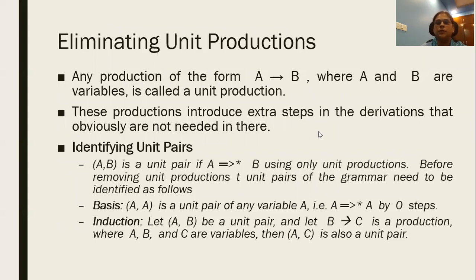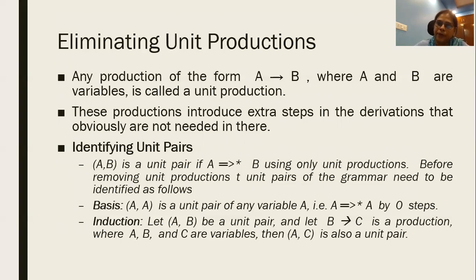Such a production needs to be eliminated. This is eliminated because these productions only tend to introduce extra steps in the derivations of any string, which is not really needed. Again, elimination of unit productions is a two-step process. First, you need to identify what are called unit pairs, and then you need to modify the productions.